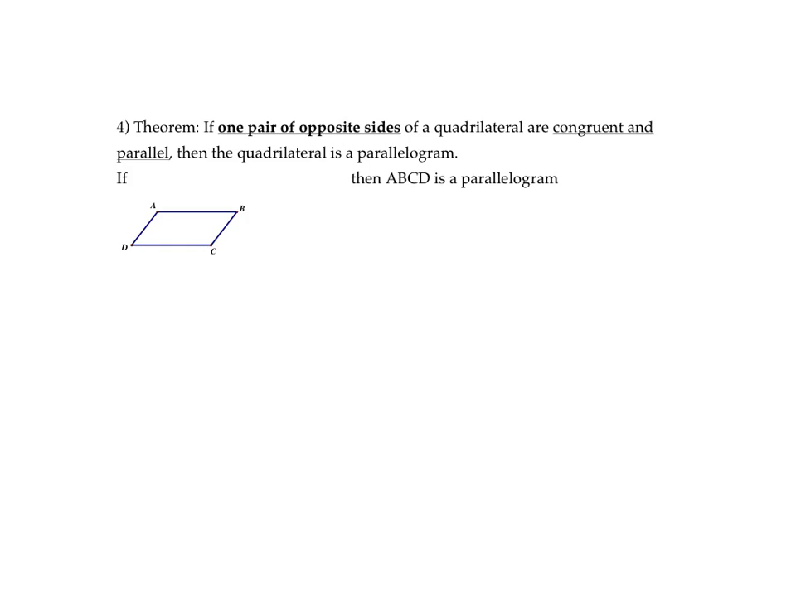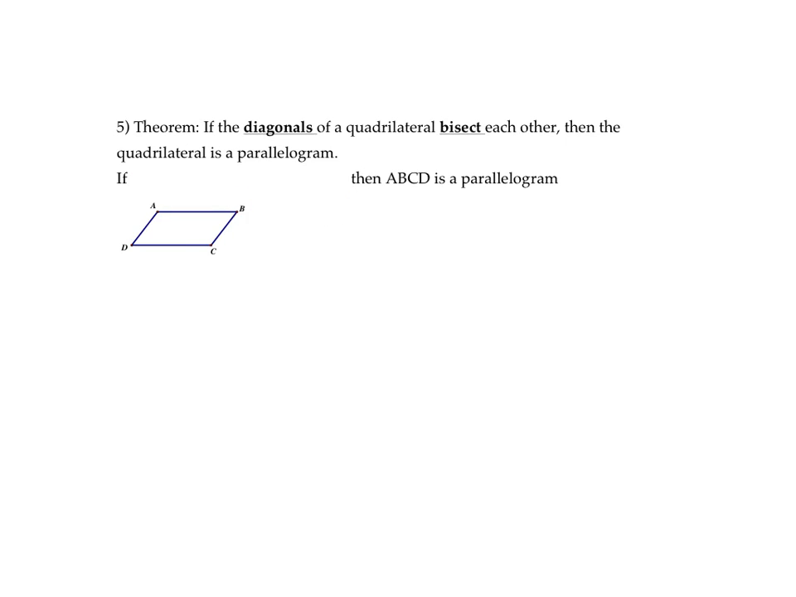In our next method, if we can prove that one pair of opposite sides of a quadrilateral are congruent and parallel, then the quadrilateral is a parallelogram. So if we prove that line segment AB is congruent to line segment DC, and we prove that AB is parallel to DC, then ABCD is a parallelogram. Again, that's one pair of opposite sides, must be both congruent and parallel. Then we've got a parallelogram.